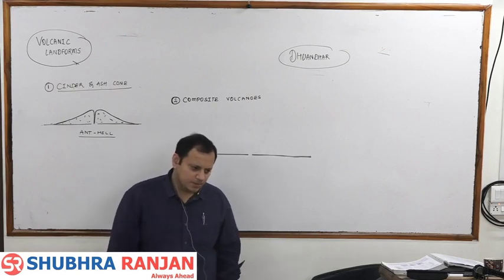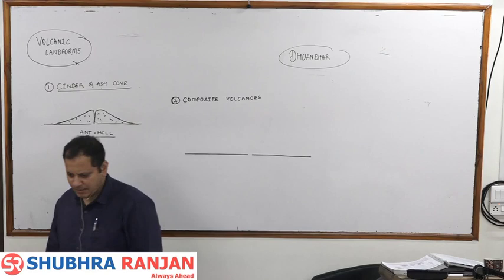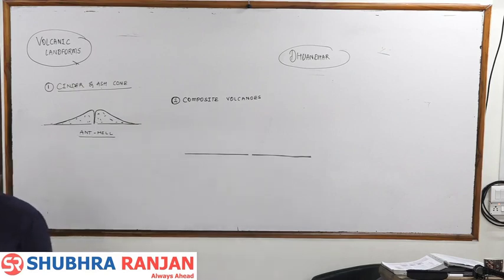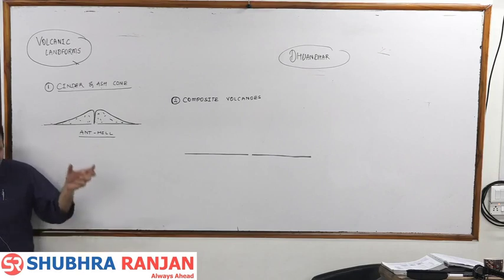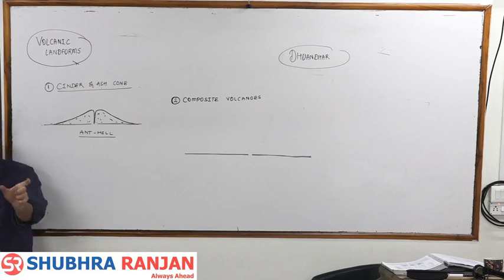They are similar to ant hills. So one pseudo volcanic feature is the ant hill. Ant hill is similar to a cinder and ash cone. Which is the volcanic feature? Cinder and ash cone. Pseudo volcanic means it looks like a volcanic feature but it is not volcanic. Pseudo means false volcanic feature. So that became the ant hill. Getting it? The question came from here.